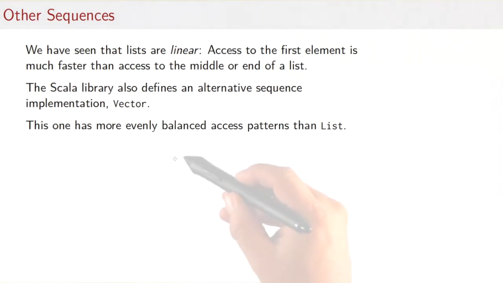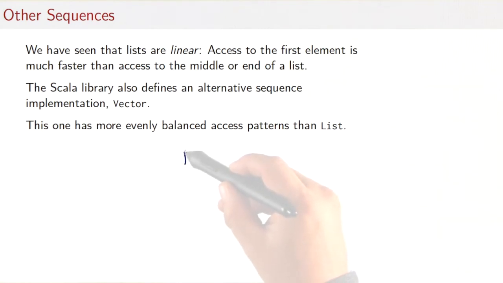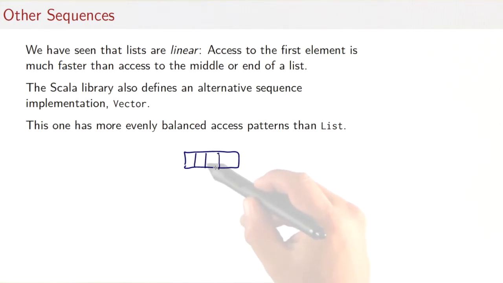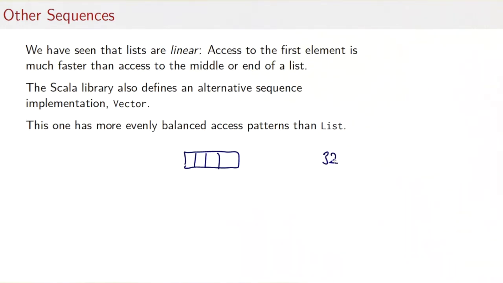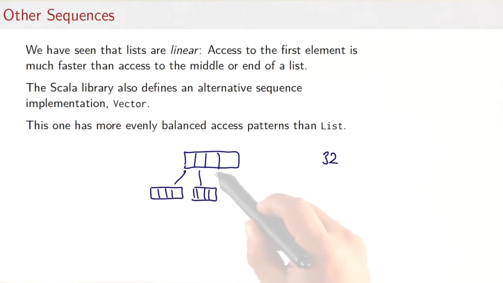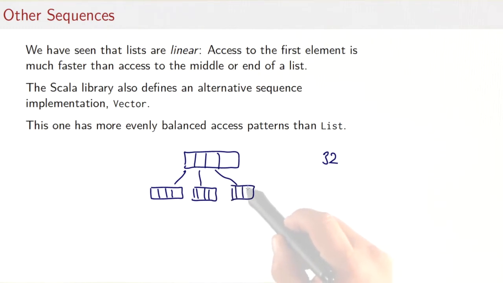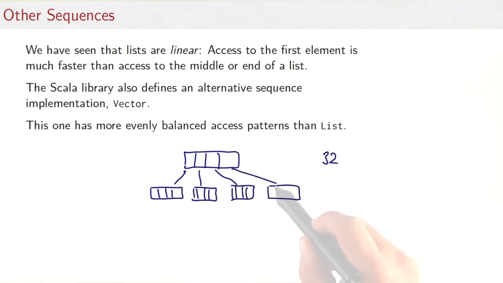To see how that works in detail, let's make a little drawing. So a vector of up to 32 elements is just an array, where the elements are stored in sequence. Here I only draw 4 for simplicity, but in practice it would go up to 32. Now if a vector becomes larger than 32 elements, its representation changes. What you do then is you would have a vector of 32 pointers to arrays of 32 elements. So again, I always abbreviate to 4.